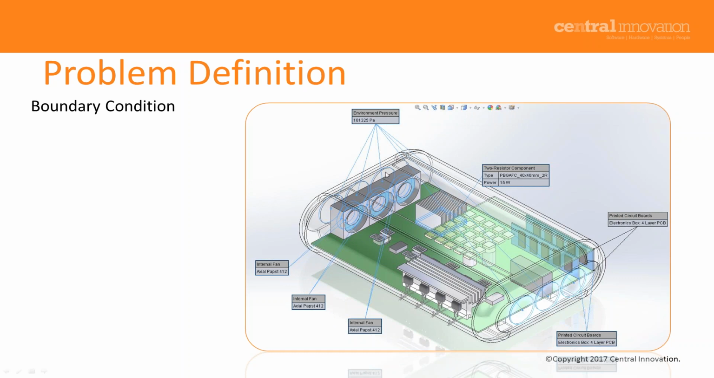We have all the perforated regions fully removed for simplicity of the analysis and replaced by dummy lids, and they are exposed to environmental pressure. As you can see, we have a heatsink, and simply under that we have a main chip and 2 resistor components with a power generation of 15 watts. We have PCBs with an electronic box for a 4-layer PCB configuration. And also we have some heat generation in other components.